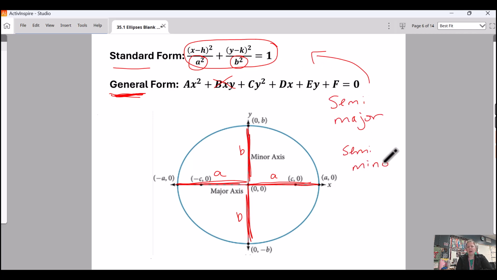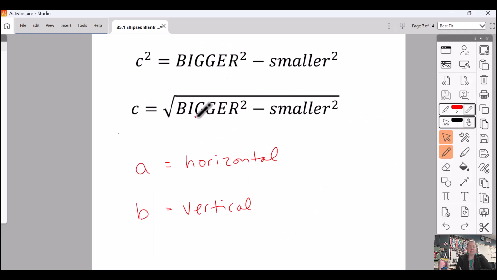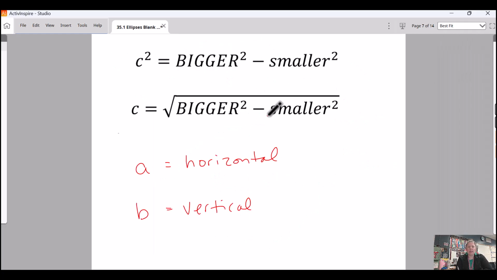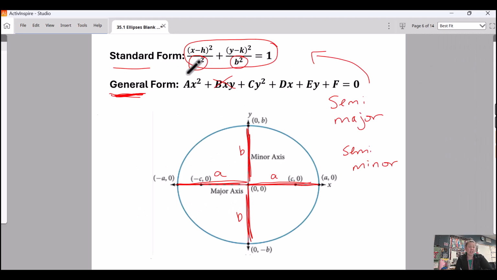It may not always be that A is the semi-major and B is the semi-minor. What it always is, is that A is the value that's horizontal and B is the value that is vertical. Depending on what textbook or website you're using, some websites switch the A and the B, and I just think that's confusing. So I'm trying to simplify it for us a little bit.